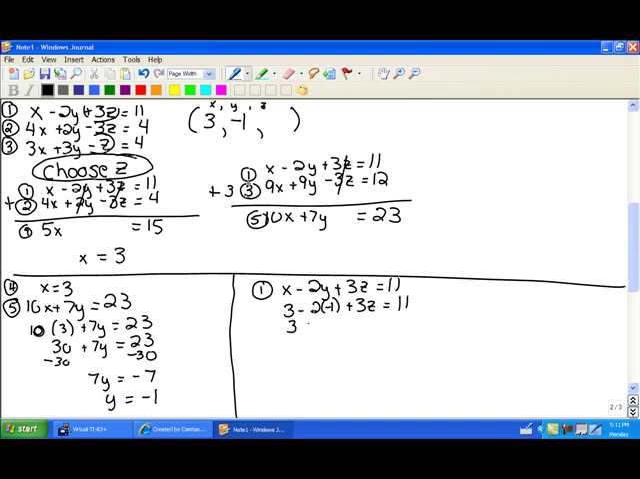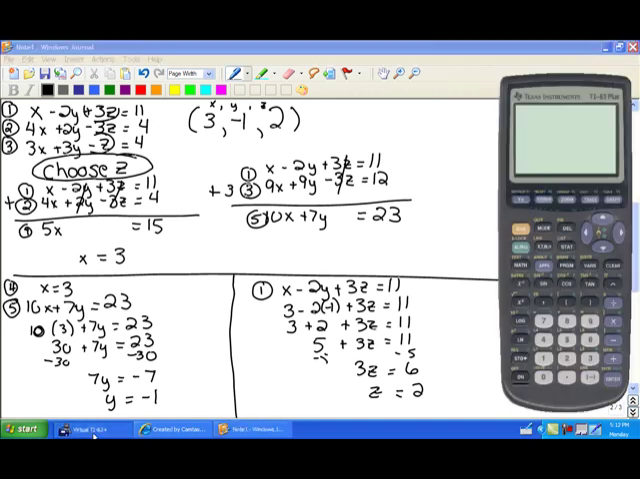Cleaning this up, I have 3 plus 2 plus 3z equals 11. That's 5 plus 3z equals 11. When I subtract 5, I'm going to have 3z will equal 6. Therefore, I know that z has to equal 2. So 3 is our x, negative 1 is our y, and our z is 2.